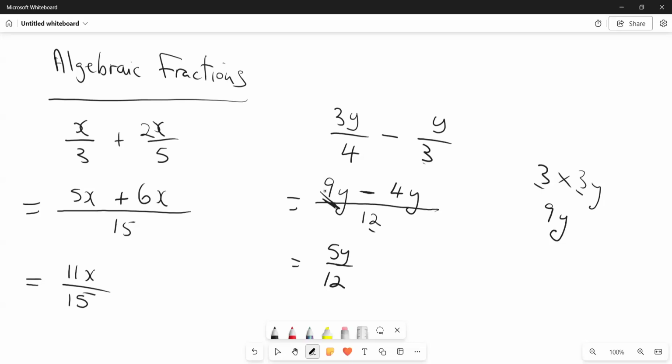3 into 12 is 4. 4 times this y is 4y. And then you do the subtraction on top. 9y minus 4y gives you 5y. Put back the denominator, 12. And that's it. All right, thank you.